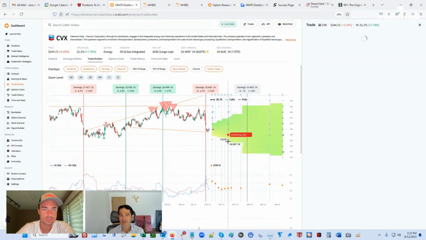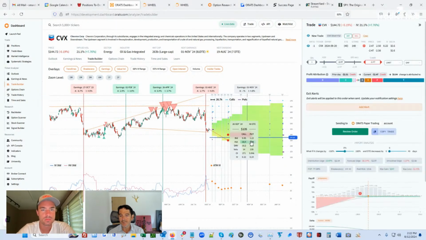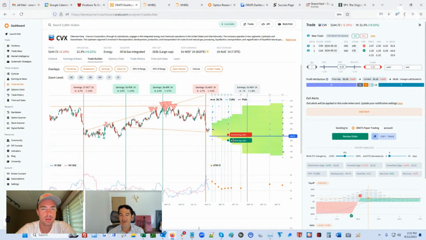So we'll do an out of the money put spread. And so you could, I don't think we've shown trading directly from the trade builder on the show, but this is a nice way to do it. It's a pretty cool, like click and point and click interface. Right. So this looks like a decent trade.